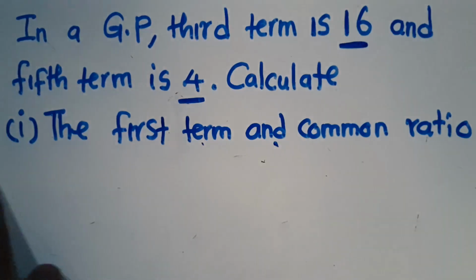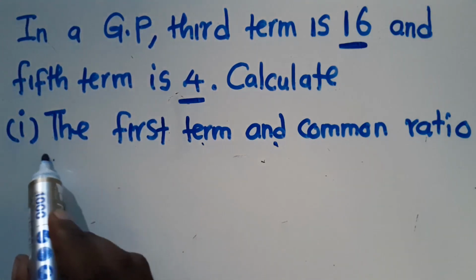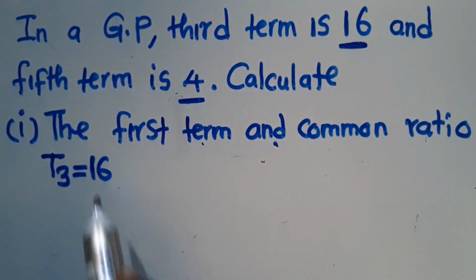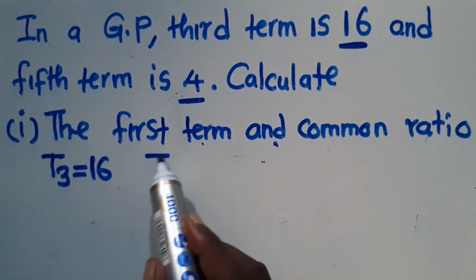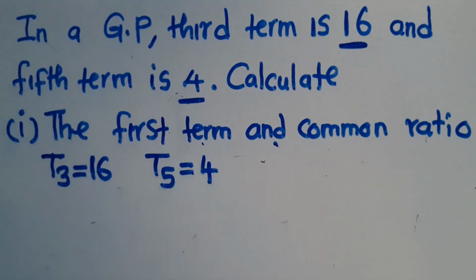So the first question here is telling us to find the first term and the common ratio. How can you find the first term and the common ratio? You are given the third term, so the third term is equal to 16. And the fifth term, term number 5, is equal to 4. This is what you are given. For you to answer this question, we are going to form two simultaneous equations.